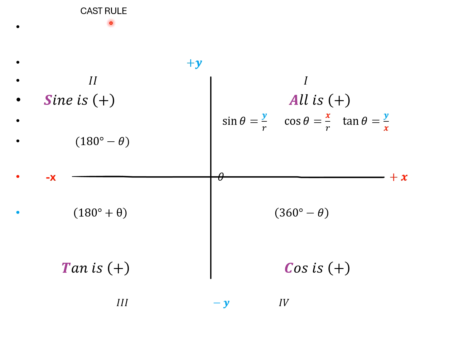So according to the CAST rule, right, we draw a Cartesian plane, x positive, y positive, x negative, y negative. This here is referred to as quadrant 1. Then we have quadrant 2, quadrant 3, and quadrant 4. Now we take into account, we should know sine theta. What we've done in grade 10 is y over r, cos theta is x over r, and tan theta is y over x.